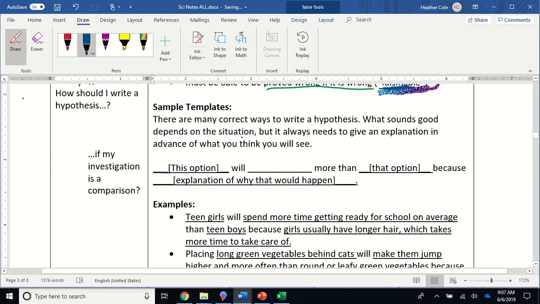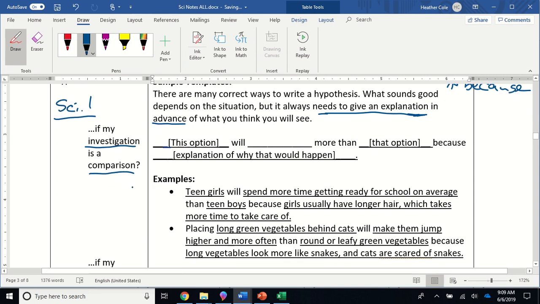It depends a lot on the situation. So again, we always need to give an explanation, so we're going to want that magic word because in there, and it gives it in advance. The point of a hypothesis is that it helps explain the future. So if it's a comparative question, it might be something like, who takes longer getting ready, boys or girls? With the hypothesis, you'll compare your options, you'll say which one will be more than the other, and then explain why. So for example, in that case, maybe teen girls will spend more time getting ready for school on average than teen boys because girls usually have longer hair, which takes more time to take care of.